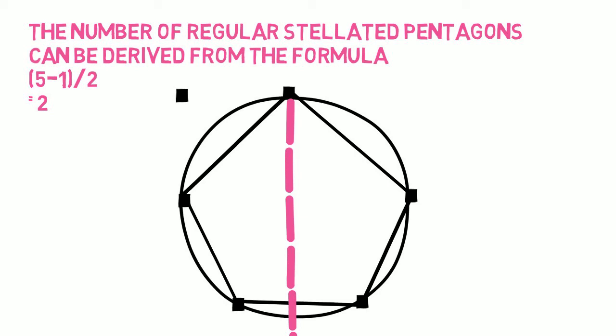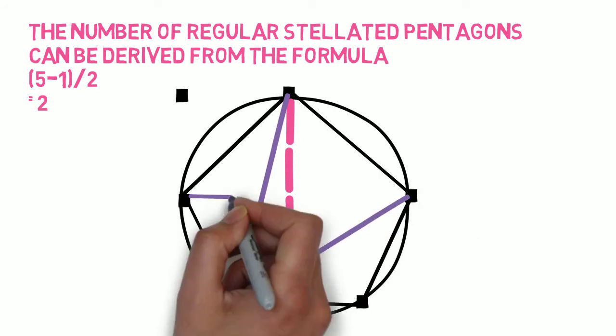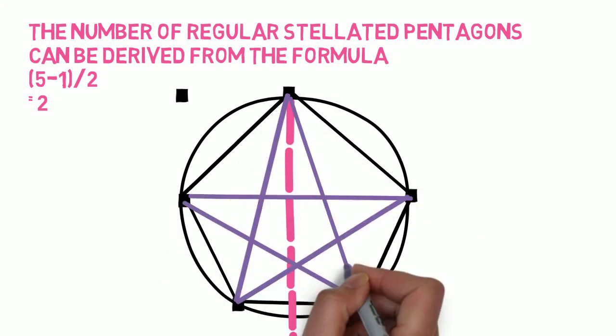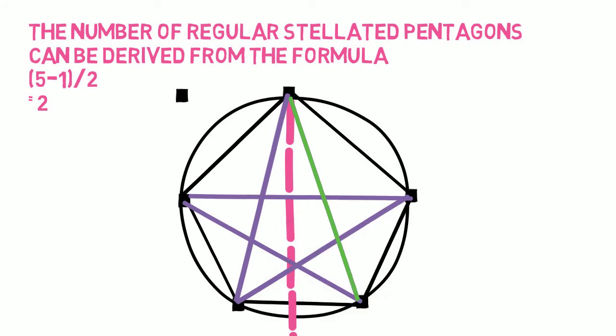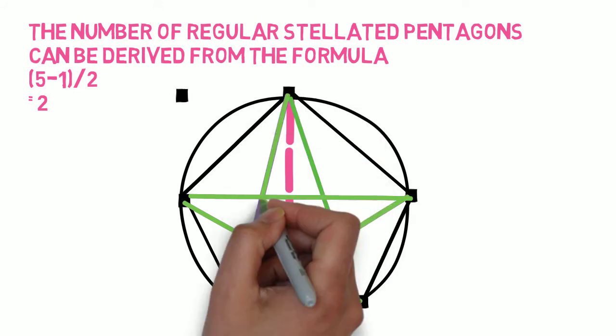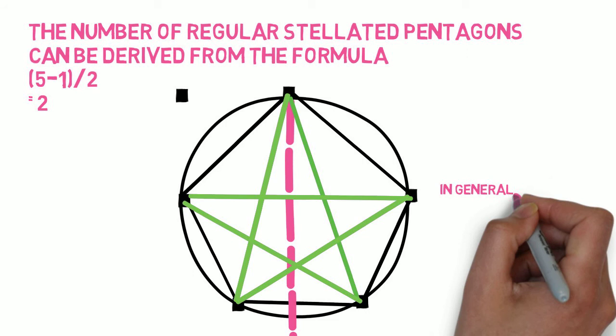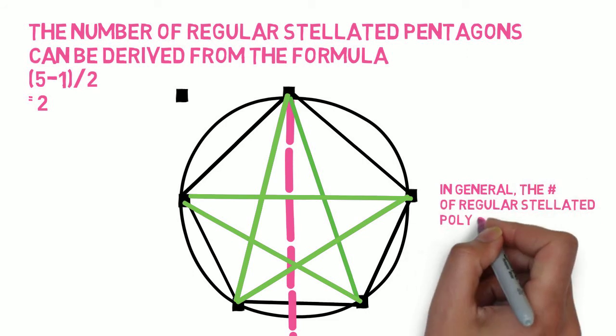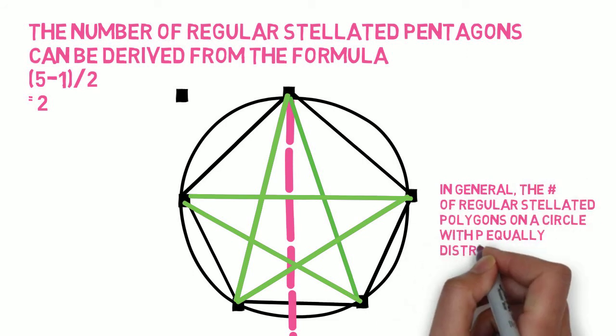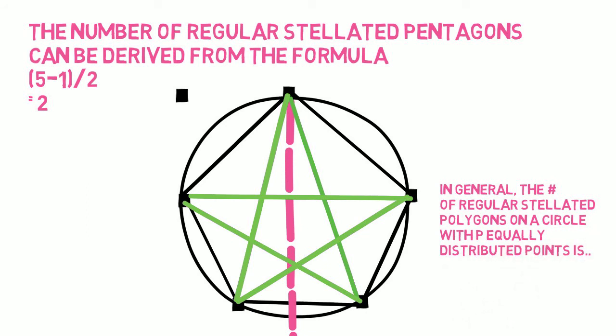More regular stellated pentagons can be created by skipping more points as the line segments are connected. But if the first point that you connect the original point with passes the diameter, then it will not produce a different pentagon. And in this case, we'll just repeat one that is already created. Therefore, we can say that the number of regular stellated pentagons will be the number of points on either side of the diameter line. In general, the number of regular stellated polygons that can be created on a circle with p equally distributed points in p line segments is (p minus 1) over 2.